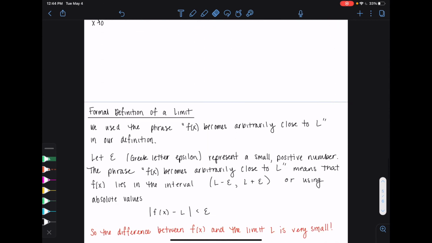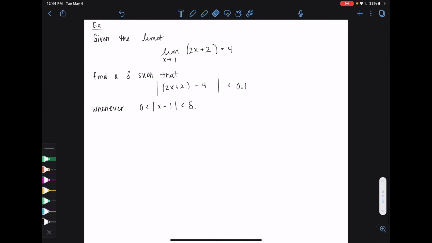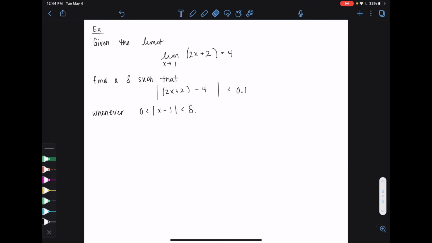So this is our idea and this formal definition, and we're going to try an example. Okay, so you don't have many of these on your homework, I promise. Do your best with them. It is a very difficult concept, so don't worry if you are struggling. We are told the limit as x approaches 1 of this function is equal to 4. We want to find a delta so that the difference between my function and my limiting value is guaranteed to be less than 0.1 whenever my x is delta distance away from 1.